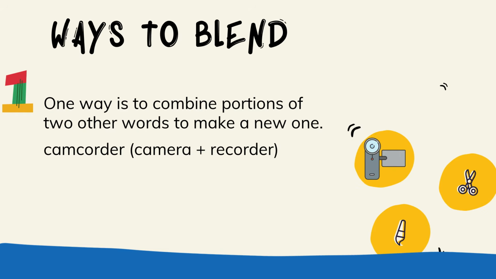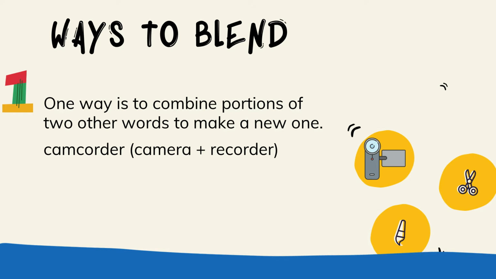There are different ways of creating word blends. One way is to combine portions of two other words to make a new one. For example, the word camcorder. So this came from two different words, camera and recorder. And we have used portions of these words to create a new word.